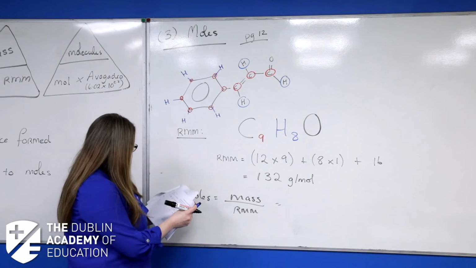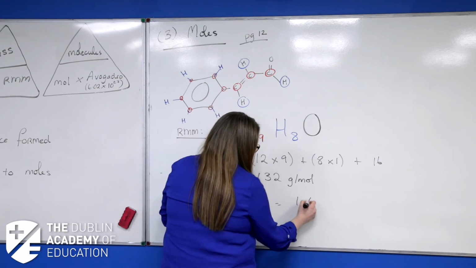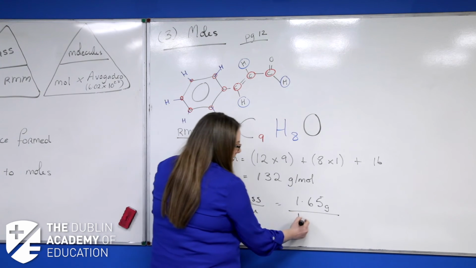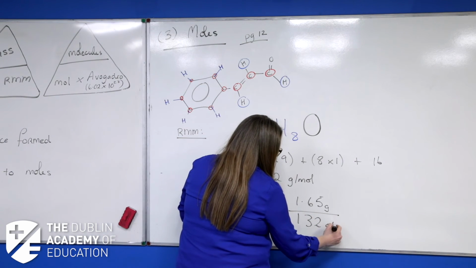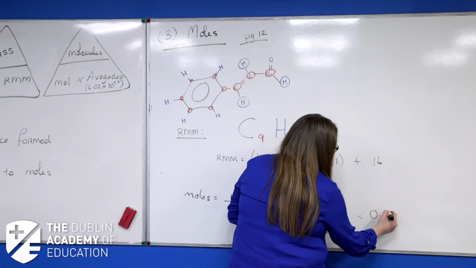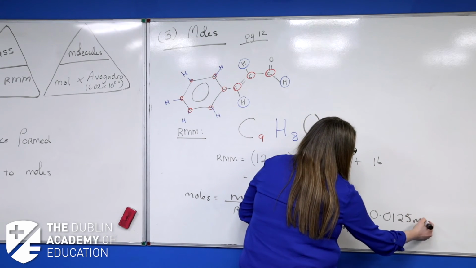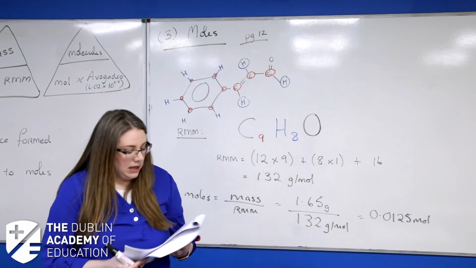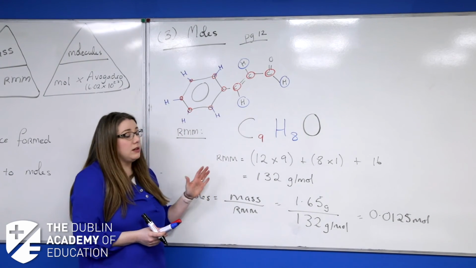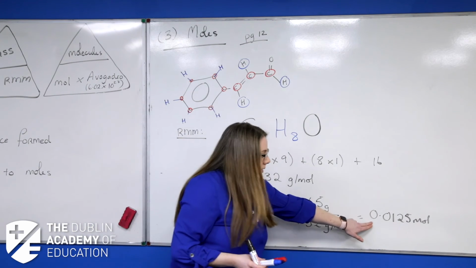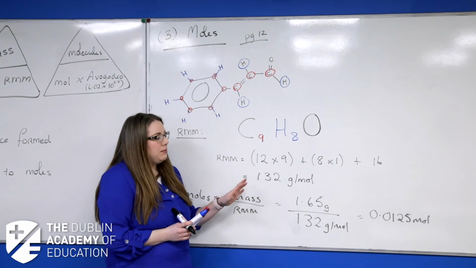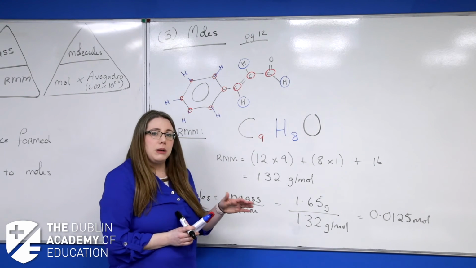Now, in the question, you're told that you have 1.65 grams of your cinnamaldehyde, and we worked out the RMM. So it's 1.65 over 132. So your number of moles is going to work out as 0.0125 moles. Now, depending on where this comes up, this can be 3 or 6 marks. If this comes up in question 4, it's going to be worth 6, so you get 3 for this and 3 for this. They've stopped putting it in question 4, so it's between 3 and 6 marks. It depends every year how many marks it's worth.